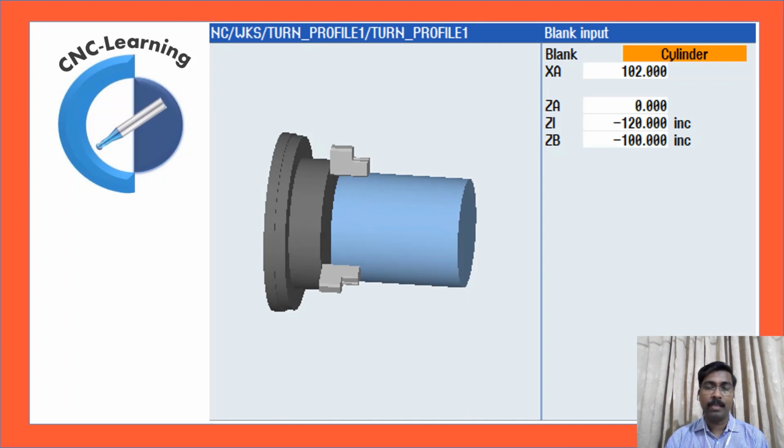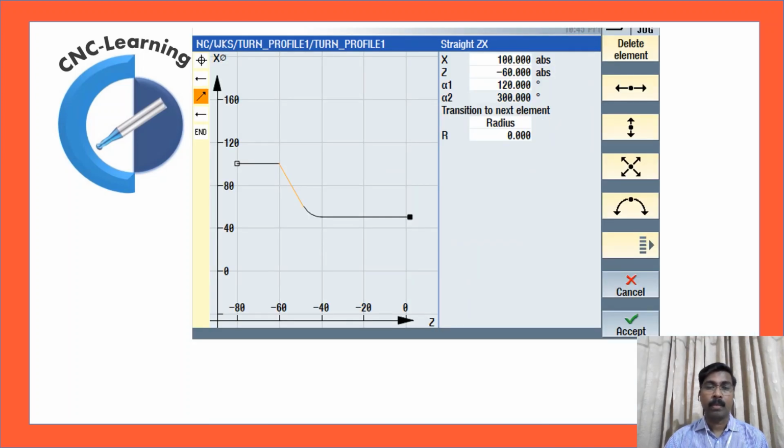Blank input will look like this. The blank, here it is defined as a cylinder of diameter 102 and 120 is the total length from here to here, and 100 is from here to here up to job. This is how the contour is defined using contour definition. So using these geometrical elements you can define how the drawing will look like.